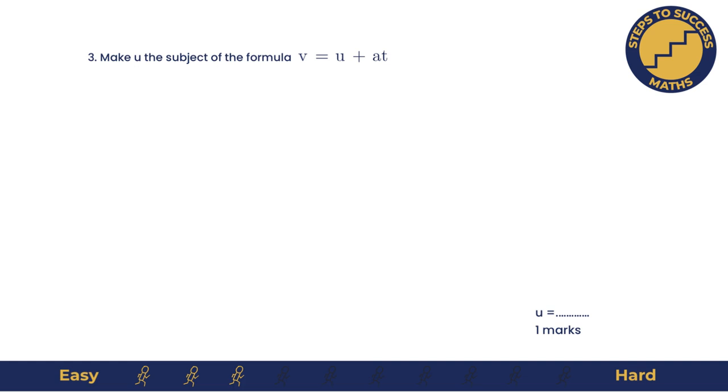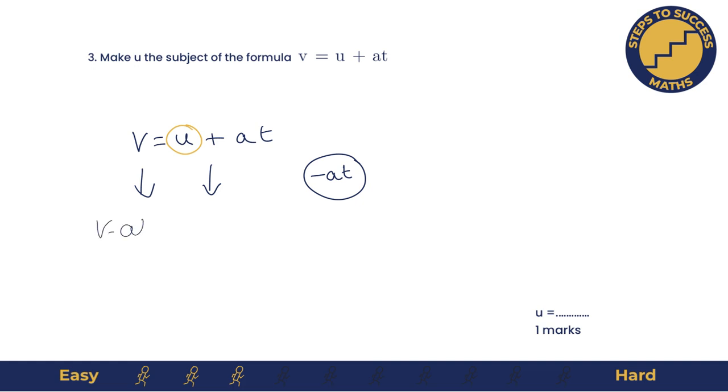Question 3. Make U the subject of the formula V equals U plus AT. So circle U. Okay, so we want rid of this plus AT. We can do that all in one go. Just take away AT. So V take away AT is equal to U. U equals V take away AT.